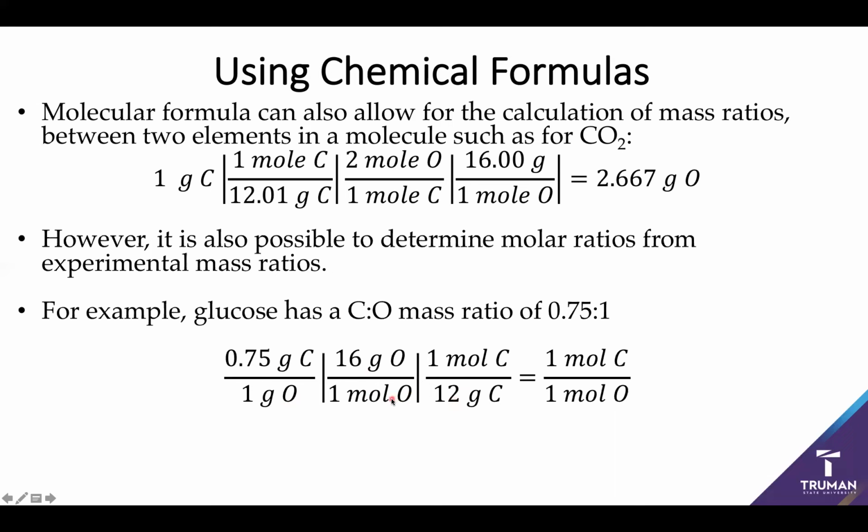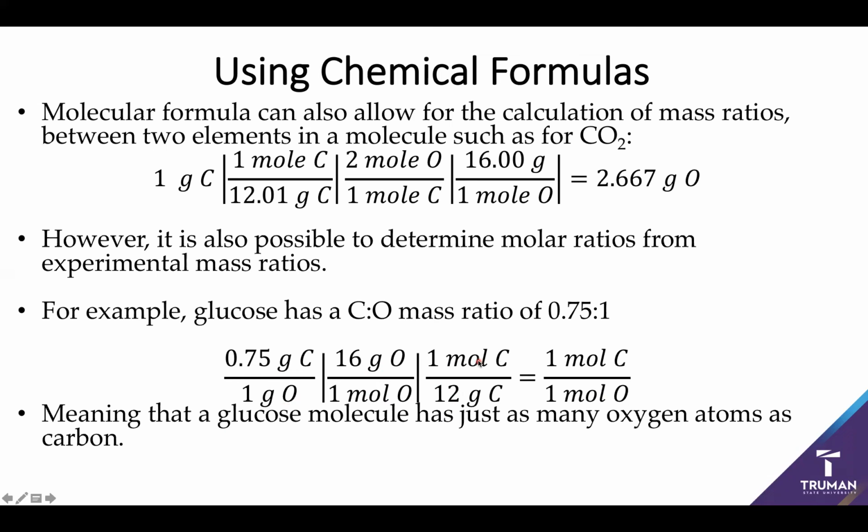Doing unit analysis, we'll note that grams of oxygen and carbon both cancel out, and I'll be left with moles of carbon over moles of oxygen. And it turns out that carbon and oxygen are in a 1-to-1 ratio. As we've seen before with the molecular formula of glucose, it has 6 carbons and 6 oxygens. So this actually turns out to be just right. And it gives us a very good starting point if you measure a percent mass, in turning it into a molar percent or a molecular formula.